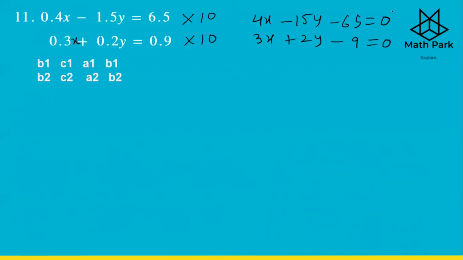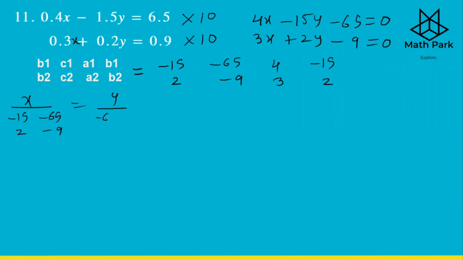Now we have written in the form of ax plus by plus c is equal to 0. So comparing, let us write the coefficients. Your b1, b2 is minus 15 and 2 here. C1, C2 is minus 65 and minus 9. A1, A2 is 4 and 3. And again minus 15 and 2. So we get x upon, let us take the first two here, minus 15, 2, minus 65, minus 9 is equal to y upon minus 65, 4 and minus 9, 3 is equal to 1 upon 4, 3, minus 15 and 2.